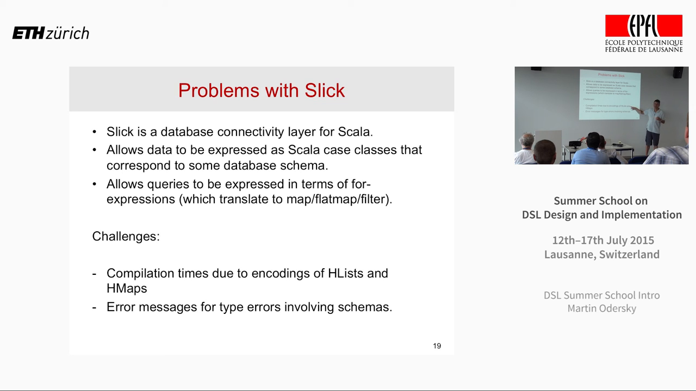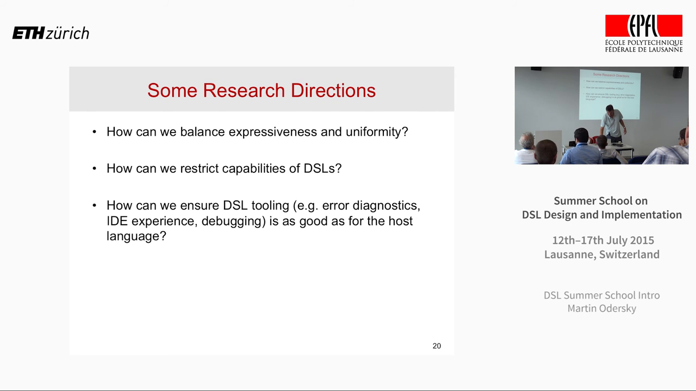But the problem is sometimes the encodings are very complex, and the complex encodings can lead to essentially exploding implicit searches, which can lead to very, very slow compile times. And the other problem here was that error messages for type errors involving schemas became really hairy, because you have all these complex encodings, and now something goes wrong, and essentially you see the error message as a result of your encoding.